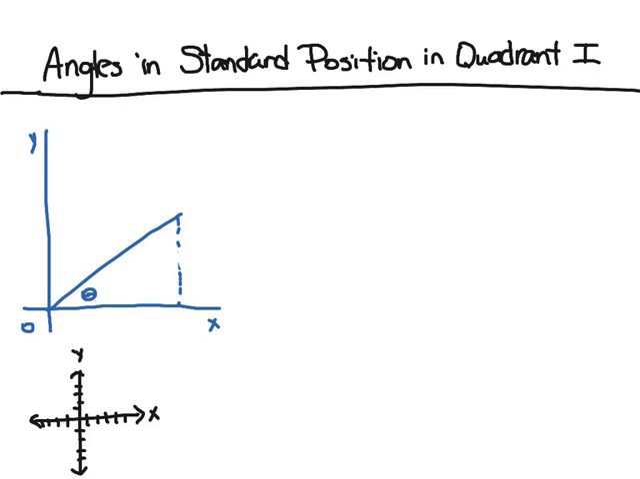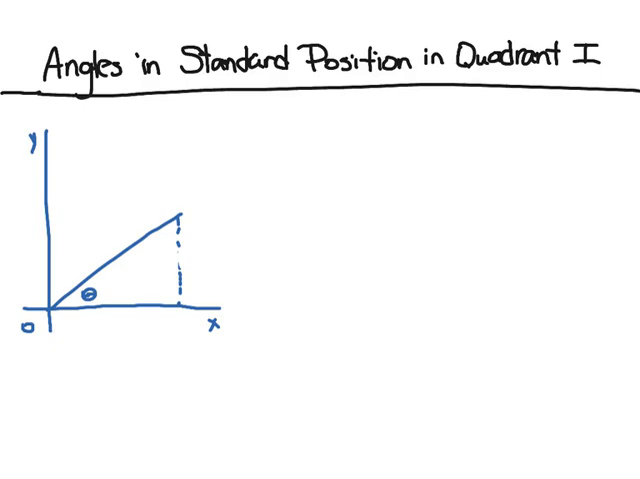Angles in standard position in quadrant 1. First, we're going to look at which one is quadrant 1. So if you look over here at your coordinate plane, your x and your y axis, quadrant 1 is right here. So we're going to look at standard position of angles in quadrant 1.